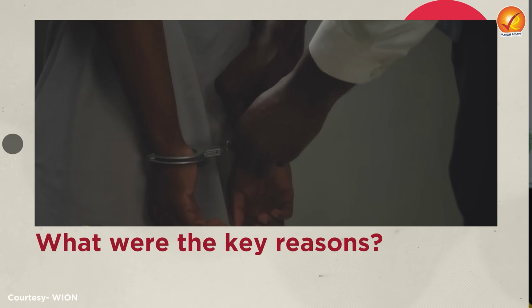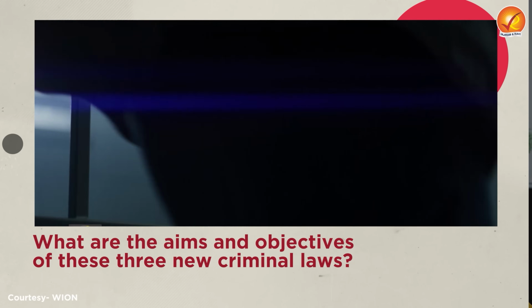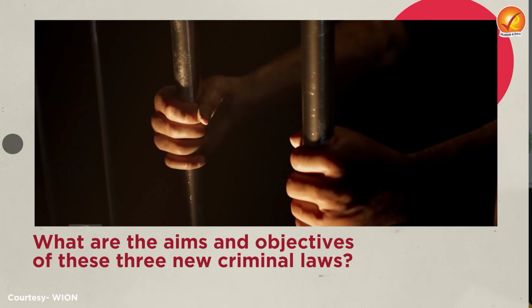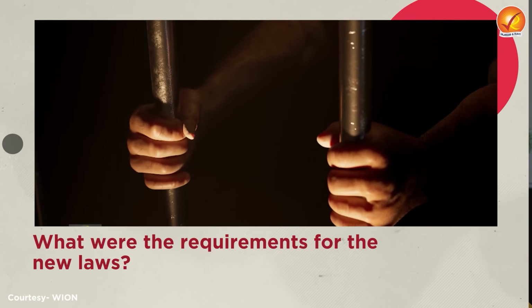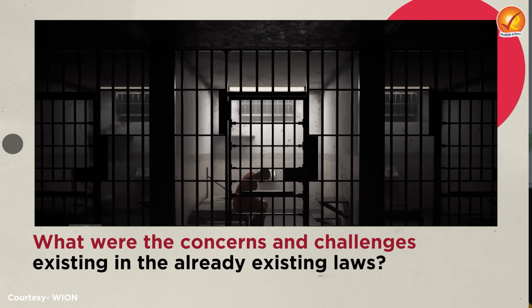Now, what we need to understand here is what were the key reasons because of which we had to come up with these new laws, and what are the aims and objectives of these three new criminal laws. So basically, what was the requirement of new laws? And also, what were the concerns and challenges prevailing with the existing laws?